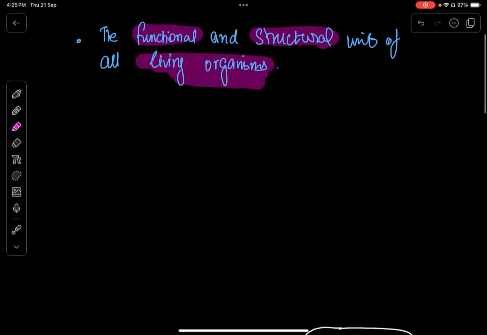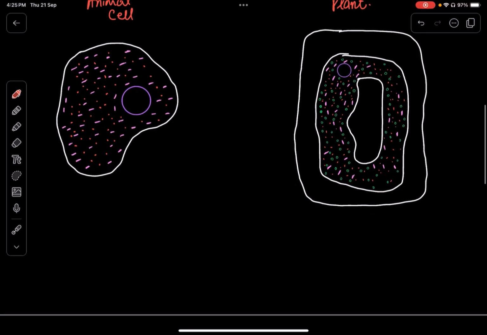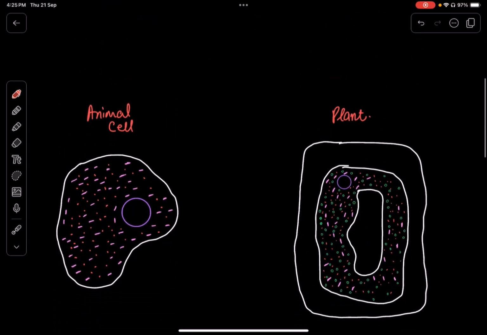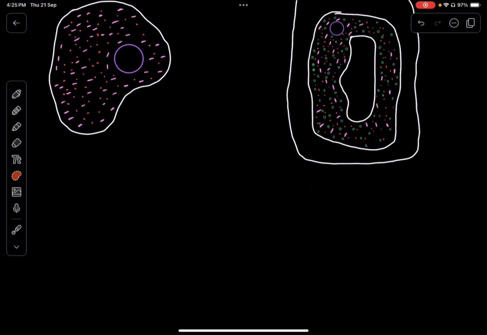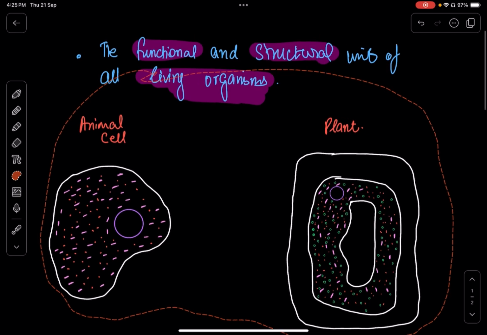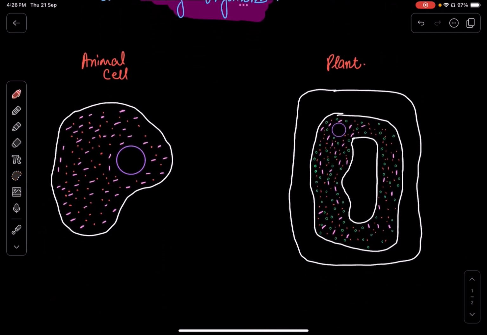Alright, now moving on further, these are two types of cell. This here is an animal cell, and this right here is a plant cell. Let me just move it up a little bit so we may have a little more space to work on. Okay, this seems good. So now, animal cell and plant cell.